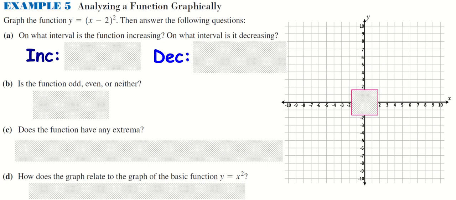Example 5. Graph, okay, so this is not one of the 12 basic functions, but it is in one of the families. It's in the quadratic family, the squaring function family. So we're going to graph it, I guess, just on Desmos or your graphing calculator. So there's the vertex. 2 spaces to the right of the origin, shifted.